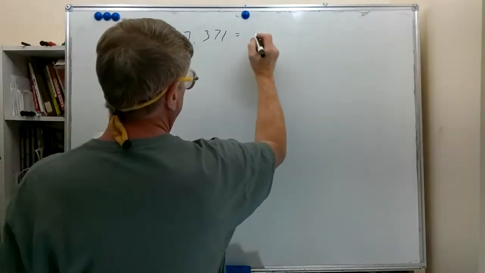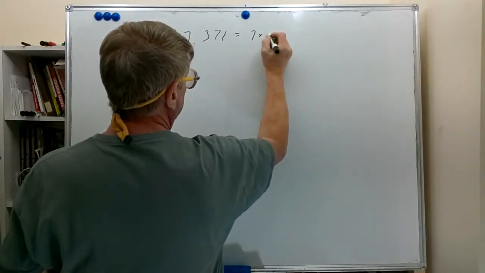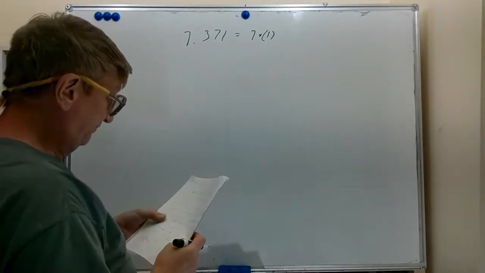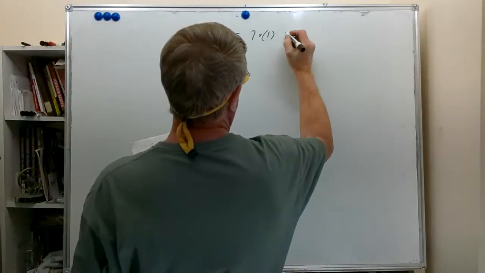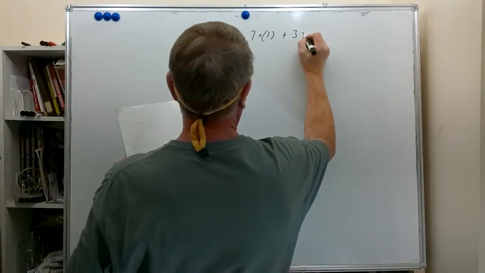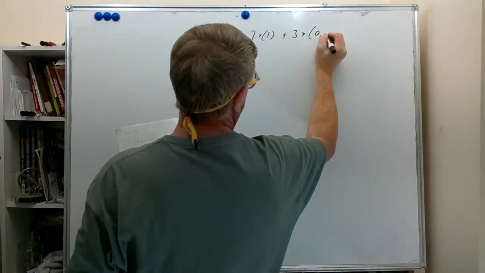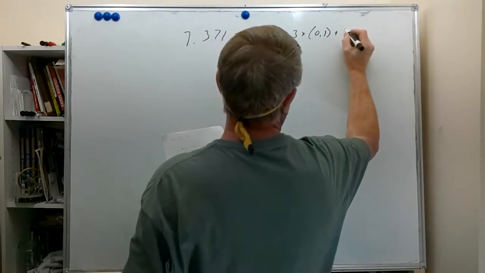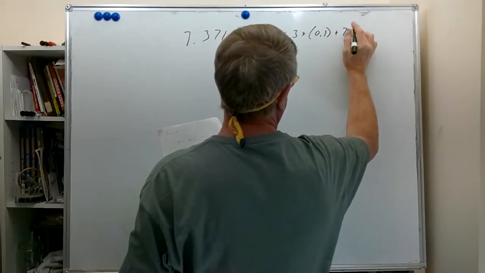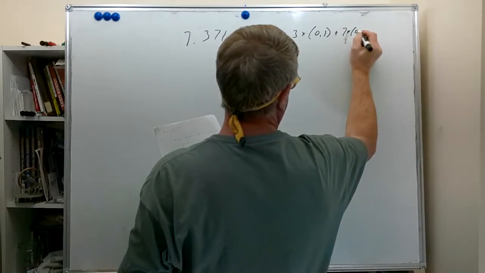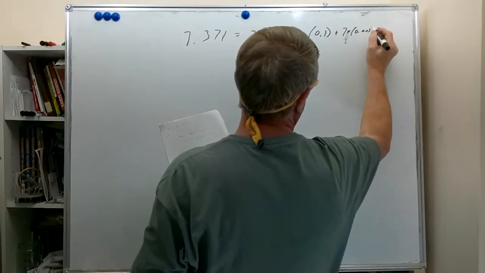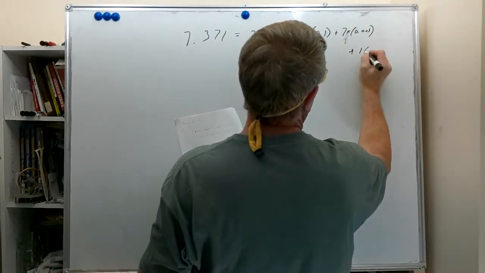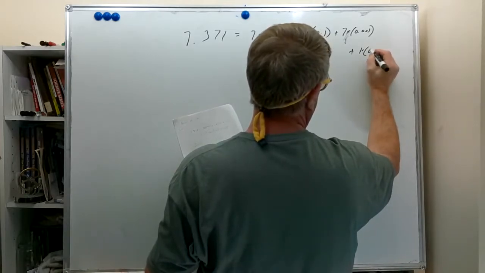We can see that the 7 times 1, put parentheses around that 1 to kind of offset it for you, plus 3 times 1/10 plus 7 times 1/100th, excuse me, plus 1 times 1/1000th.